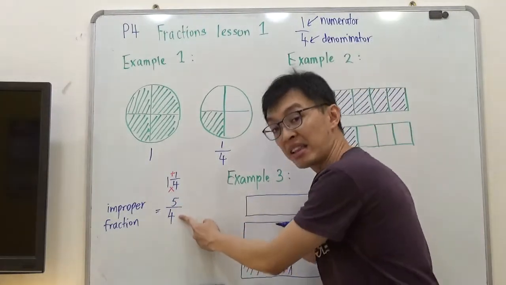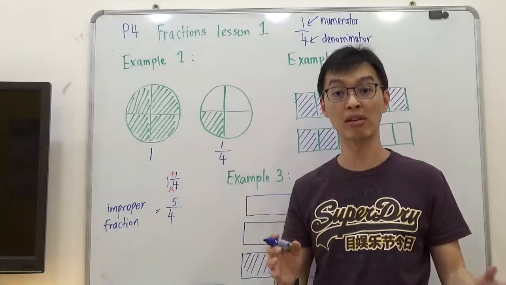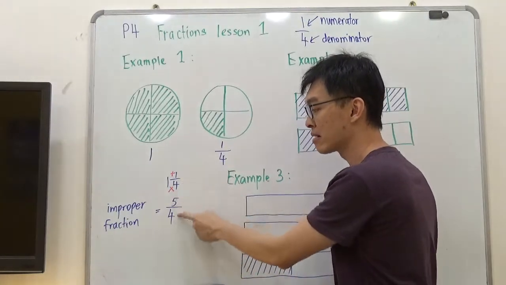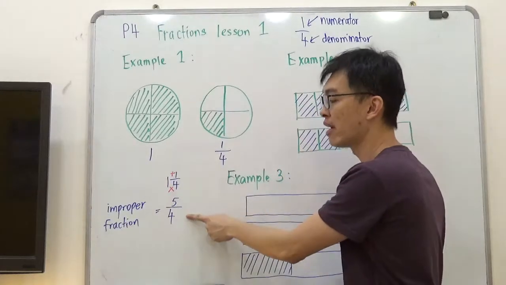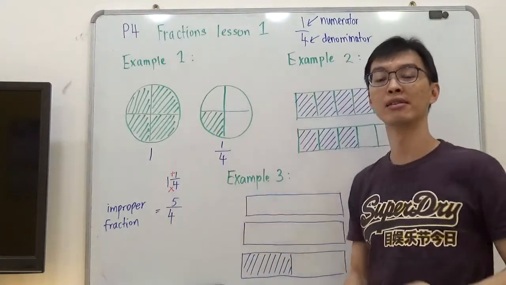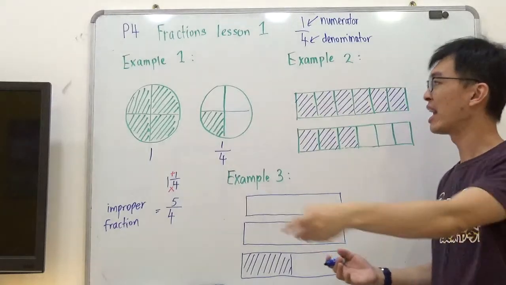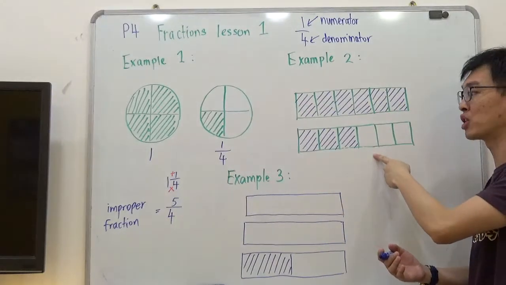Now remember, the denominator doesn't change at all. It will always remain the same. So this is called an improper fraction. Now, you say, huh? Not so sure. Don't worry. Let's go on to example number 2.